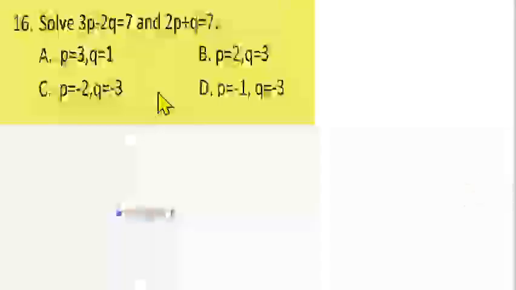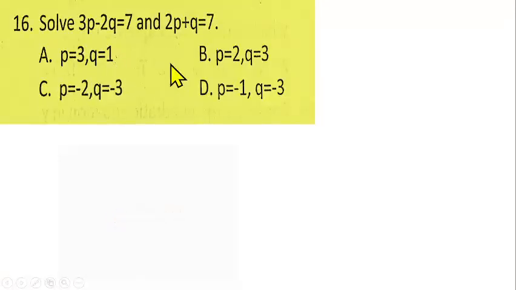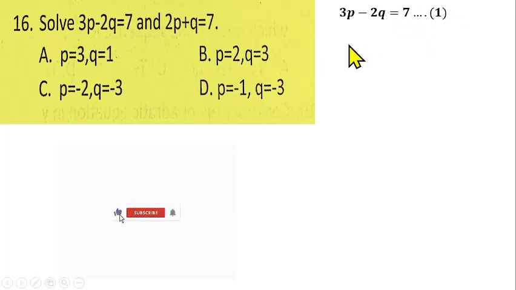Question number 16 is from simultaneous equations. So you have to solve these two linear equations simultaneously. We are having 3p minus 2q equals to 7. You can call that equation 1. Then 2p plus q equals to 7, equation 2. So what we are having here is that we are to solve this simultaneously. So you can use the elimination method or substitution method in this case.